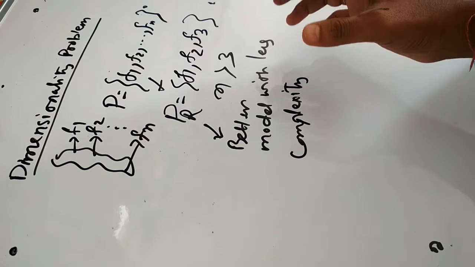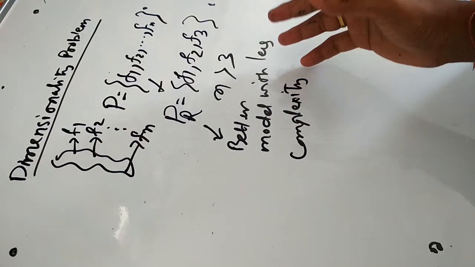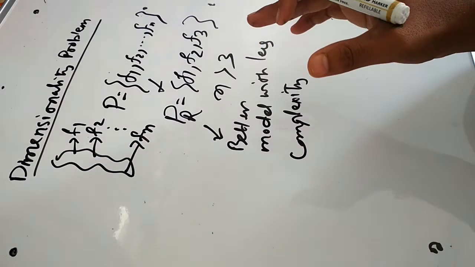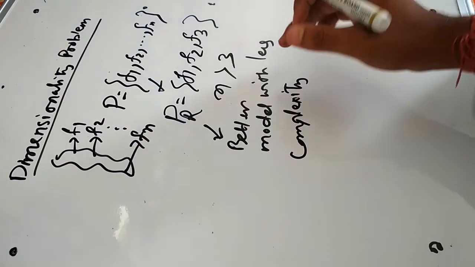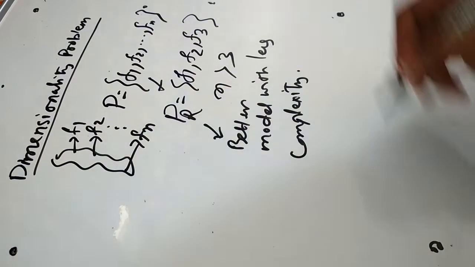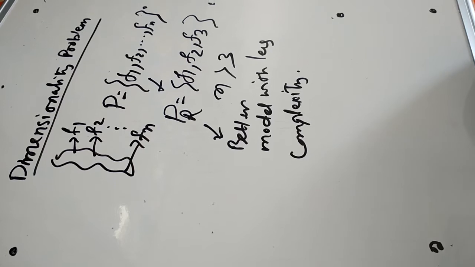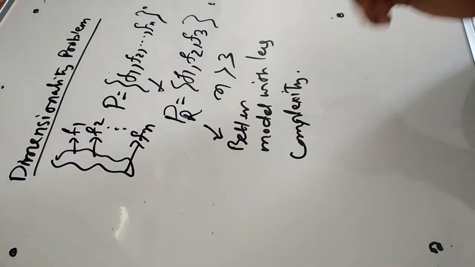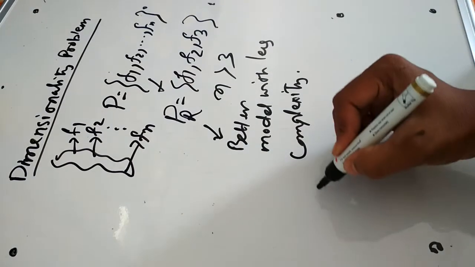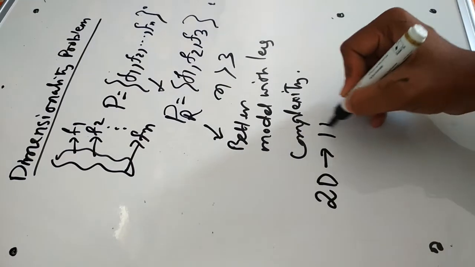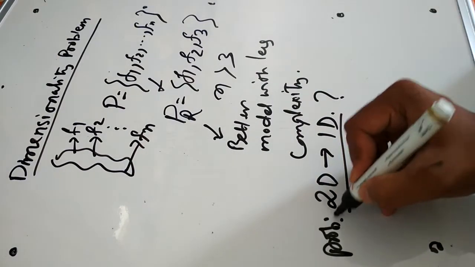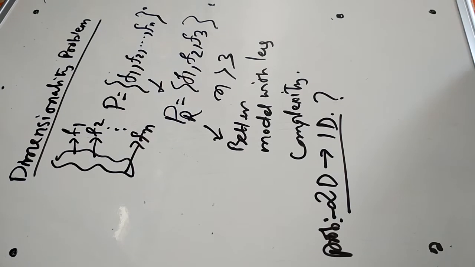because the input should be less, the dimension should be less, and we are performing and giving good results to the user by finding the good patterns. So basically our main problem is to reduce the dimensions. Here we will see how to reduce 2D to 1D. This is our main problem, 2D to 1D.